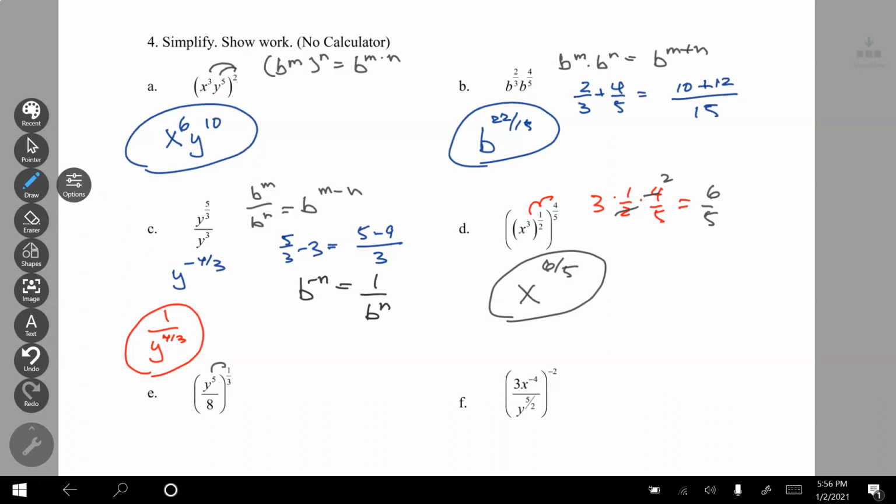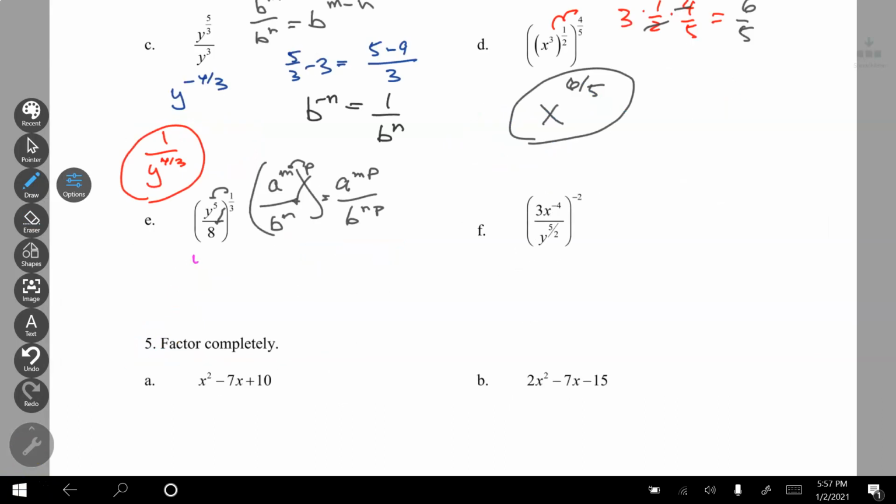Over here, I could distribute. So a raised to a power and b raised to a power raised to another power. I distribute and I multiply. So distribute basically means multiply.